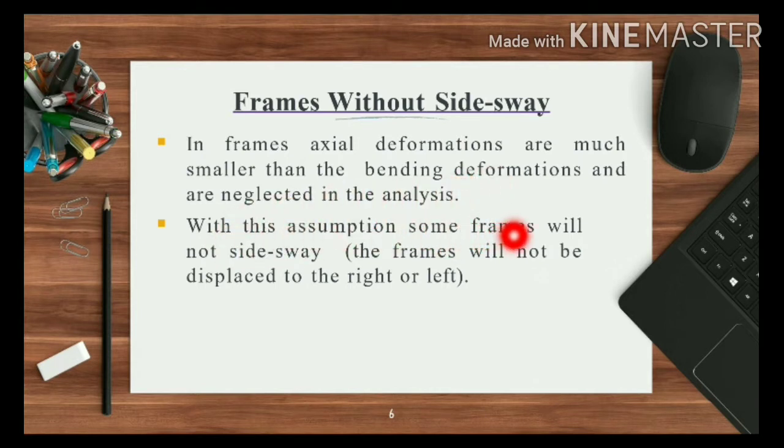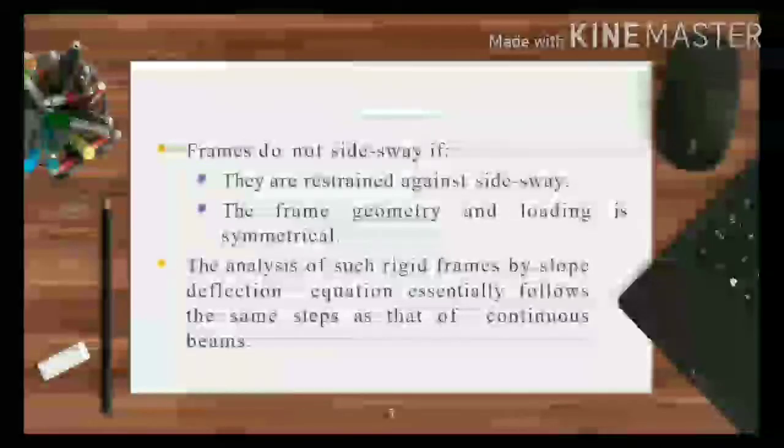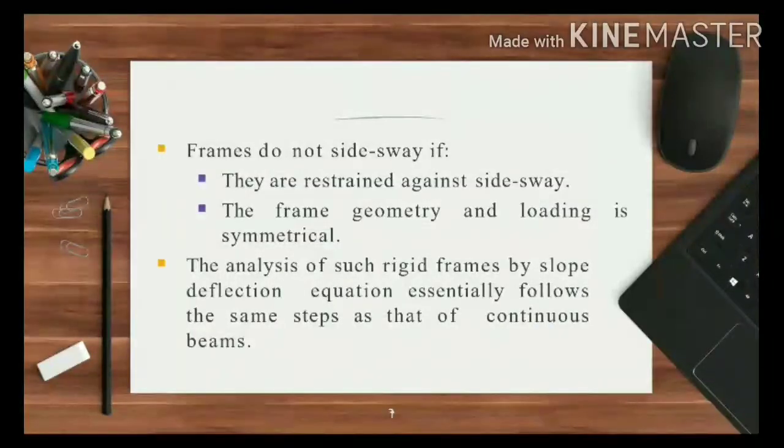So with this assumption, some frames will not have side sway. That is, the frame will not be displaced to the right or left. Such frames are called non-sway frames. What are the conditions for a frame not to sway? First, if it is restrained against side sway. If there is any restraint against side sway, then the frame will not have any side sway movement. Second, if the frame geometry and loading are symmetrical. If there is any symmetry in geometry or loading, then there will not be any side sway.